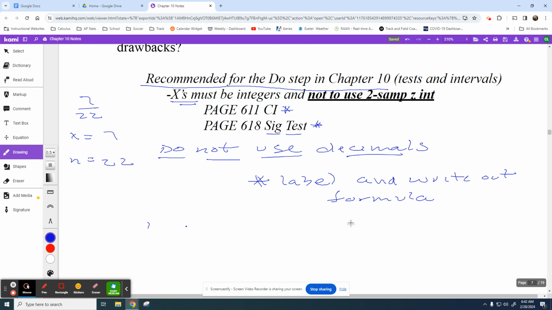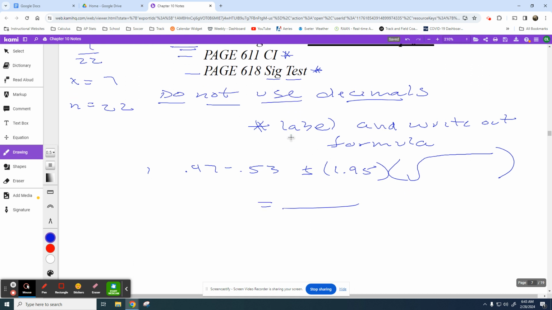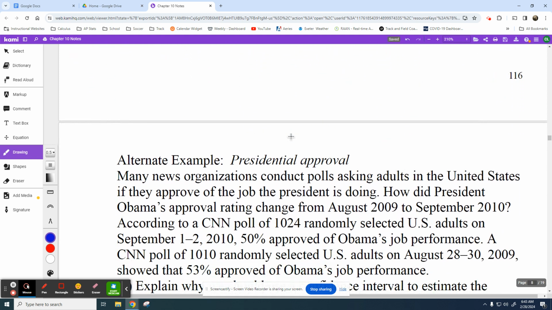You can write like 0.47 minus 0.53 plus or minus 1.95 times, and then you can do the big thing like this, and then all you have to do is put an equal sign, and it'll spit it out for you, okay? So you just got to put all this together, and if you plug your stuff into the calculator into one of these pages, it'll just spit out the answer for you. It makes it a lot easier, and so we can work with it from there.